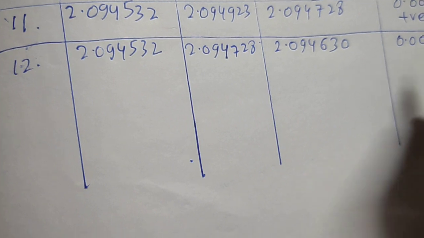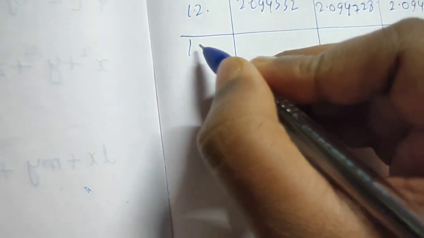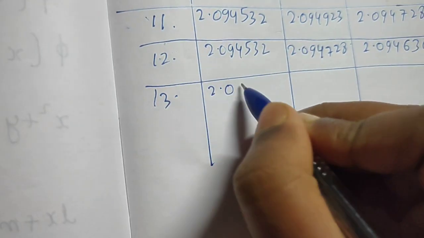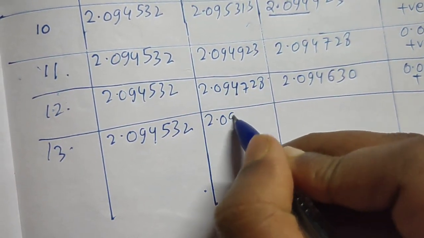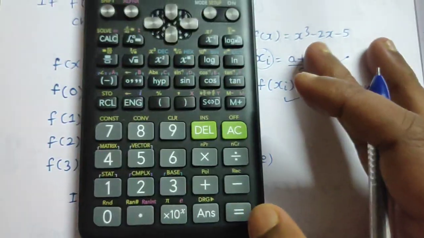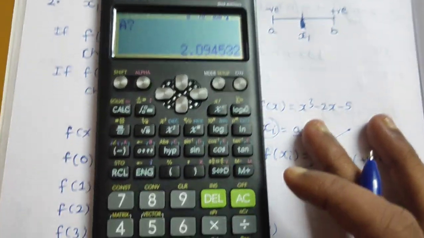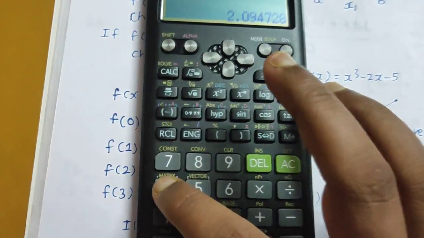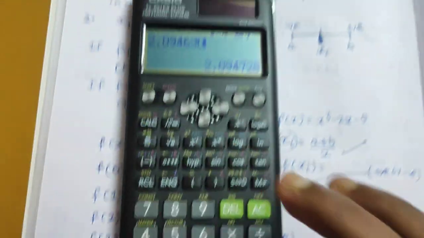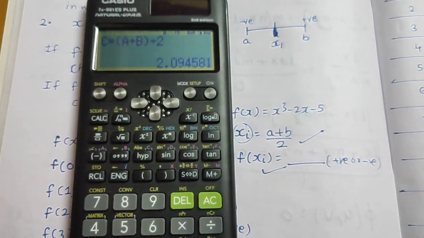Let's see. Value of the function is positive, 0.000, positive indeed. So this remains as it is, 2.094532, and now this changes to 2.094630. So A remains as it is, B changes to 2.094630, and you are getting your value of C as 2.094581.